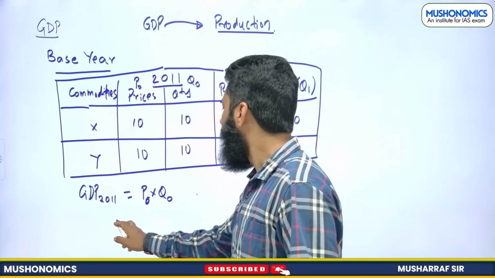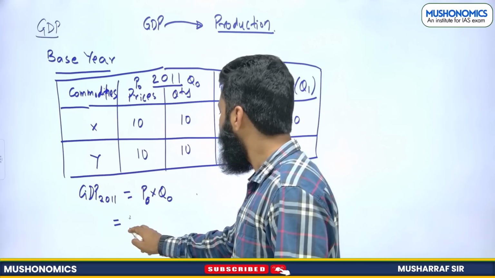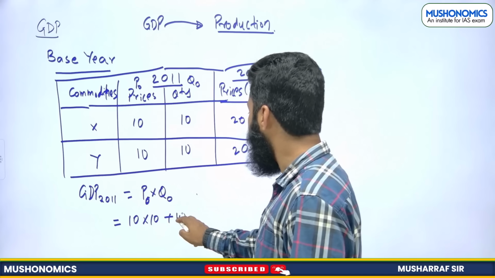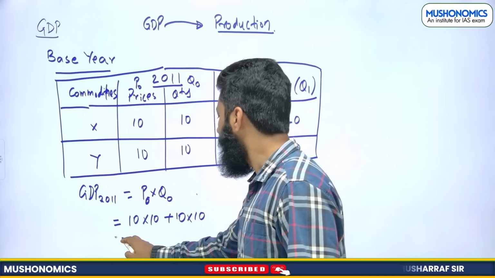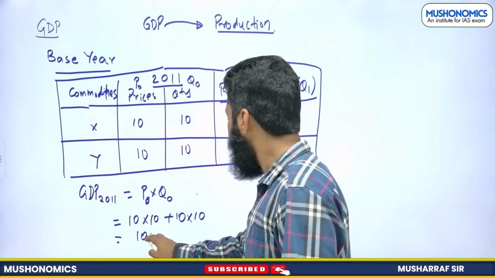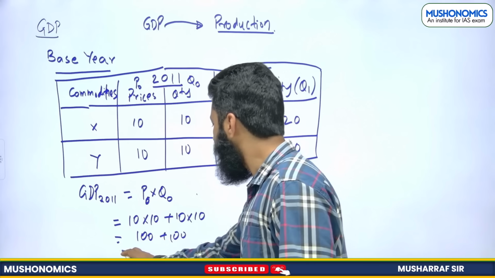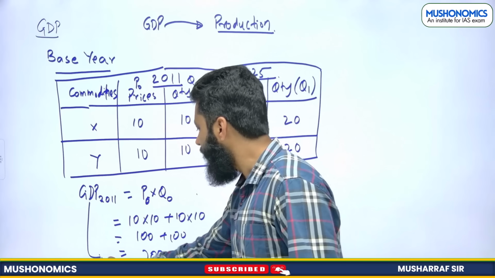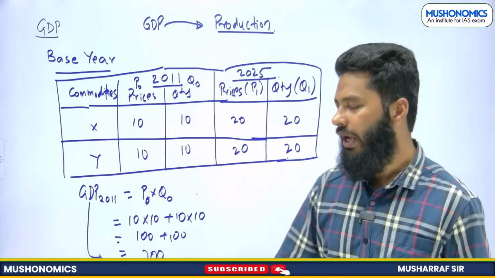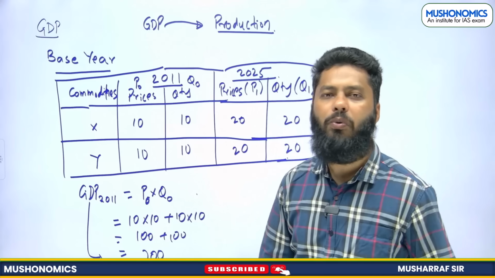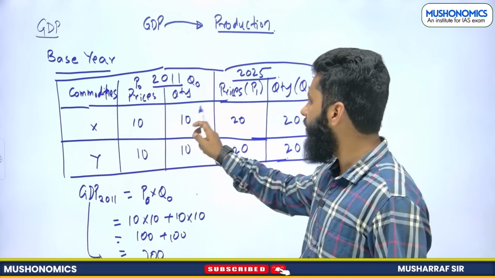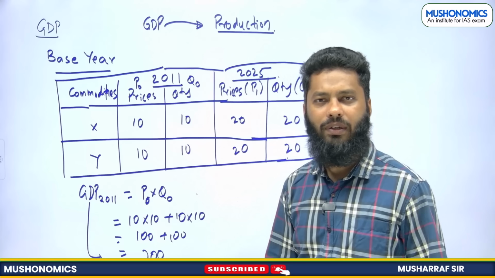Now, for X, price is 10, quantity is 10. For Y also, price is 10, quantity is 10. So this is 100 plus 100. This becomes 200, right? So GDP for the year 2011 we have calculated and it comes out to be 200, right? So this is the simple calculation. Price into quantity we have calculated, right?